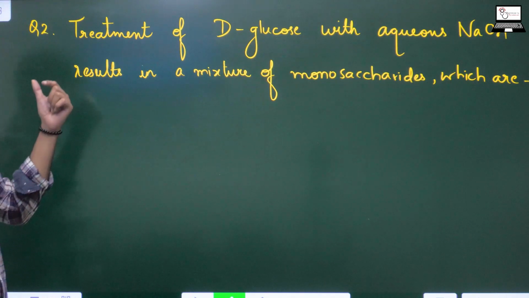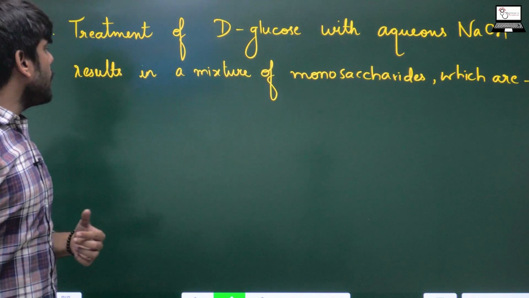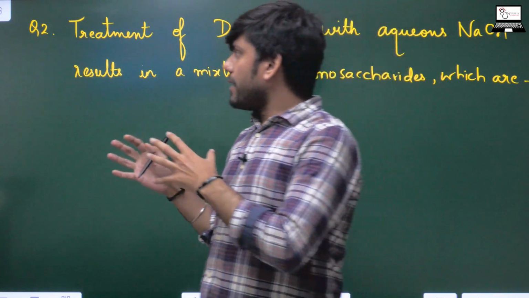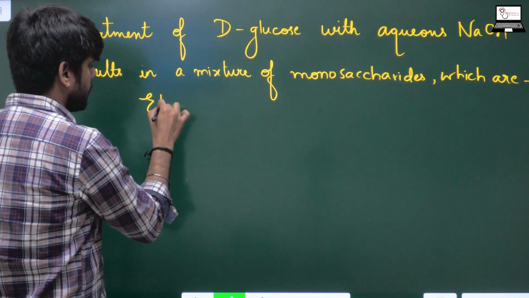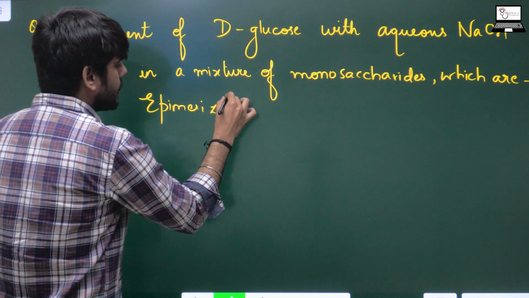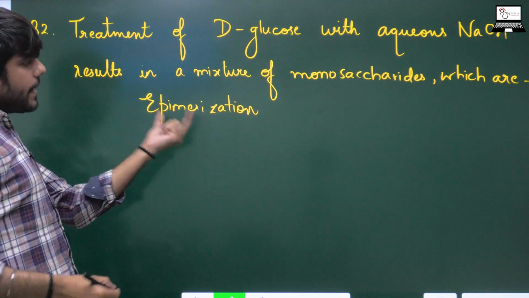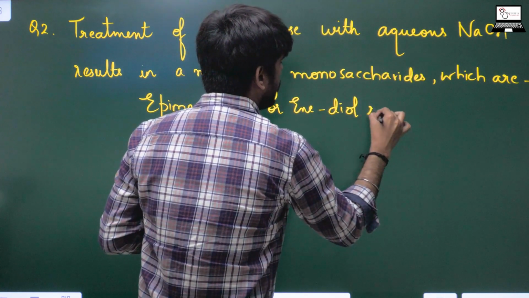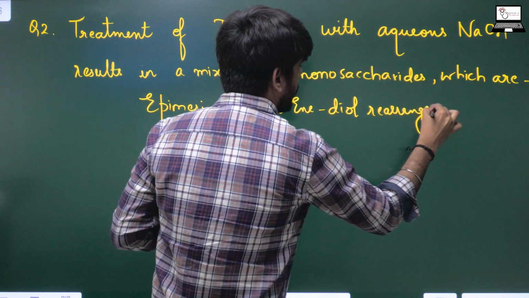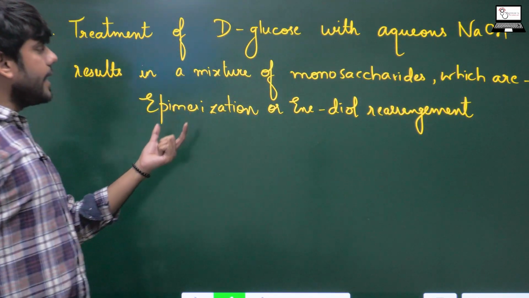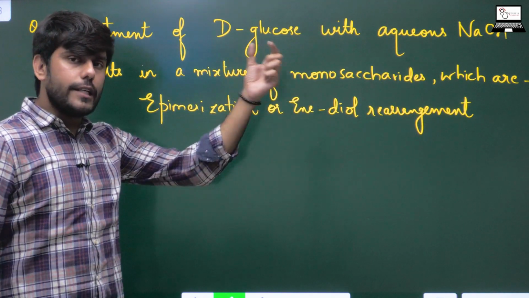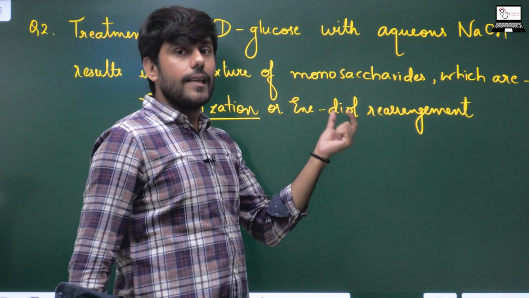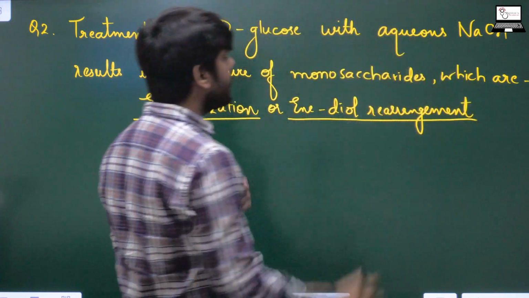The next question says, treatment of D-glucose with aqueous NaOH results in a mixture of monosaccharides which are. So this is basically a question from epimerization. Now, epimerization or enediol rearrangement, because I will end up getting the epimers, like C2 epimers in this question. So epimerization, and I will also get ketose via enediol rearrangement. Let us see this question.